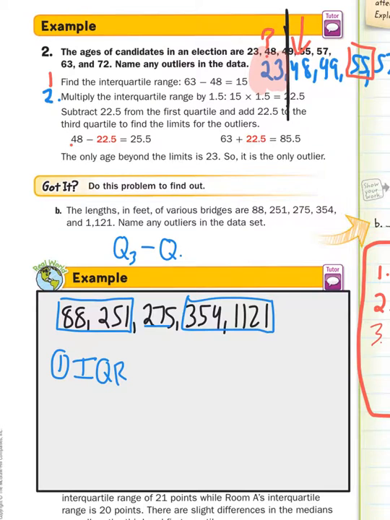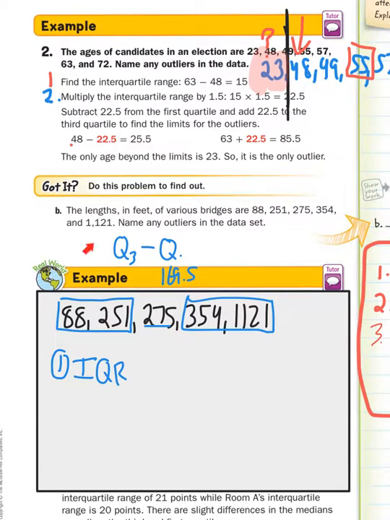Q1 is, let me write that here, 169.5. Now, for Q3, I'm going to do the same thing. I have to add 354, unless you're a genius and you can figure out what's the middle of those two numbers by looking at them, plus 1121. They add up to 1475. Divide by 2, and I get 737.5.